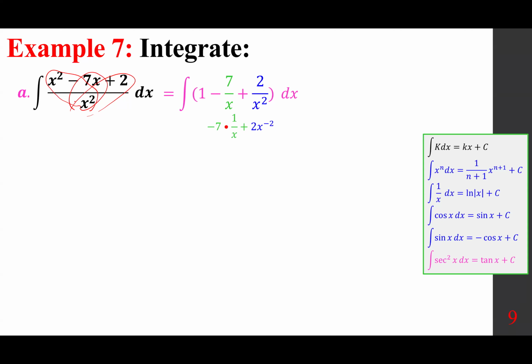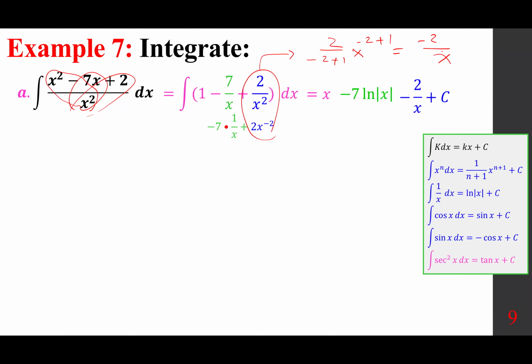Clearly, the integral of 1 is x. The integral of negative 7 times 1 over x is negative 7 natural log of absolute value of x. And now this one is 2 over negative 2 plus 1, x to the power of negative 2 plus 1, which makes it minus 2 over x, or minus 2x to the power minus 1, which is minus 2 over x, and a constant.